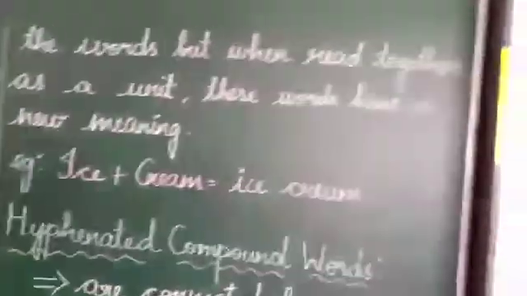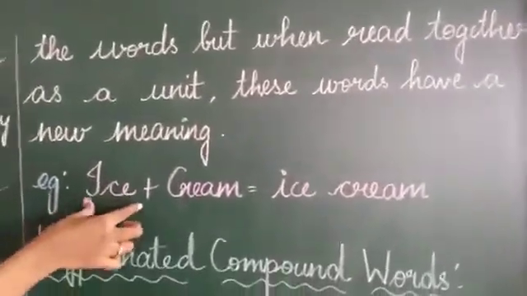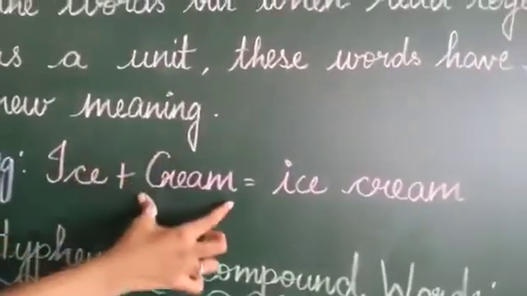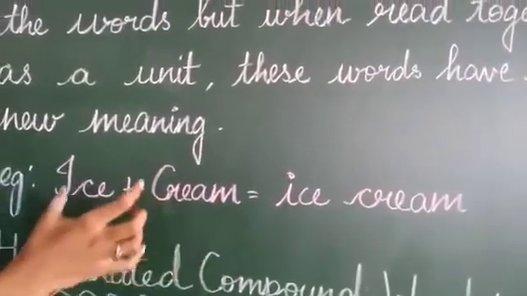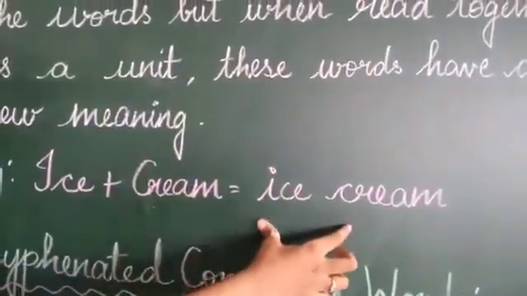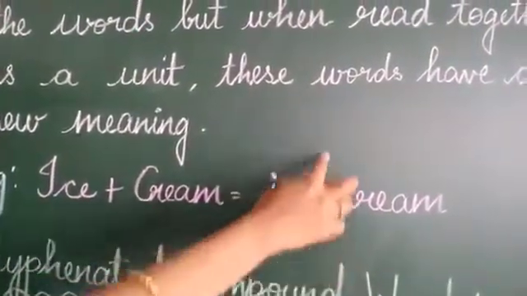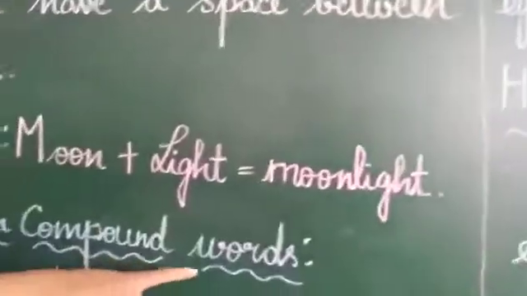For example, ice plus cream. One unit is ice. If you read one word as ice, it gives one meaning. And cream is also another unit. It also gives one meaning. So it combines to get a new one, ice cream, a new meaning and a new word. And in between they have a space. If you have a space, it comes under the open compound words.